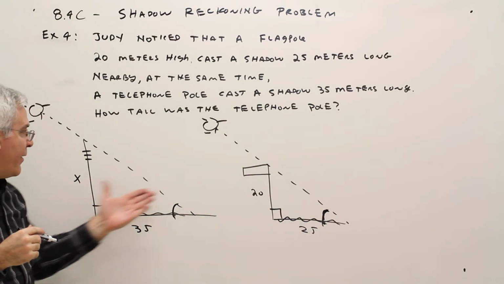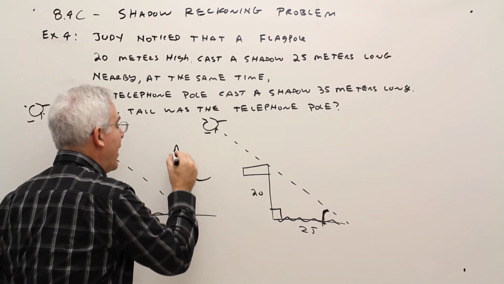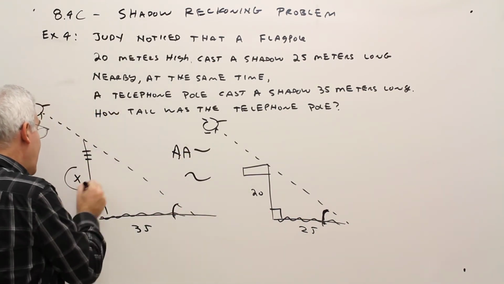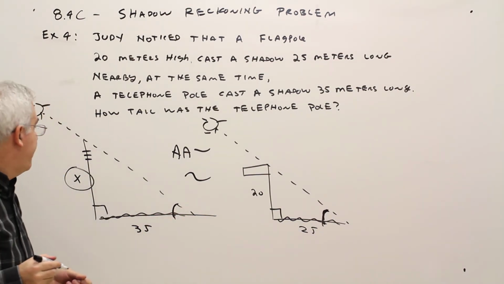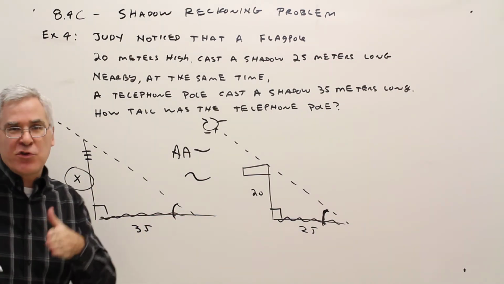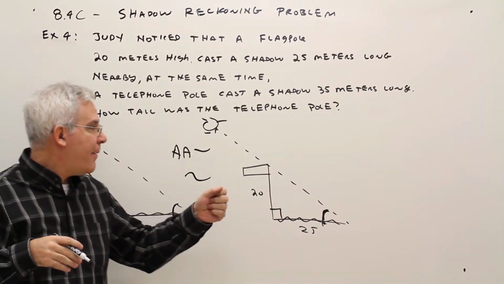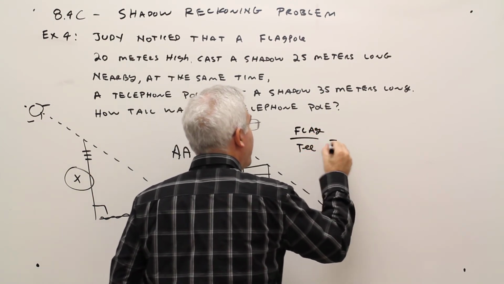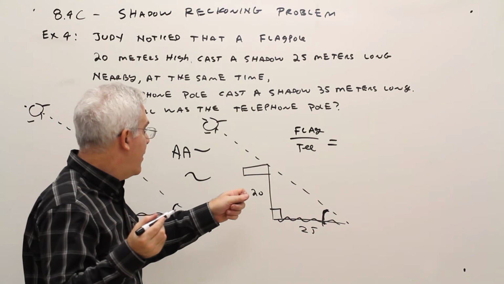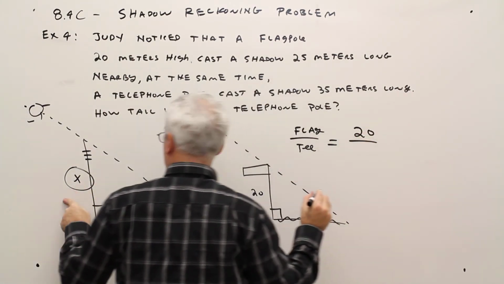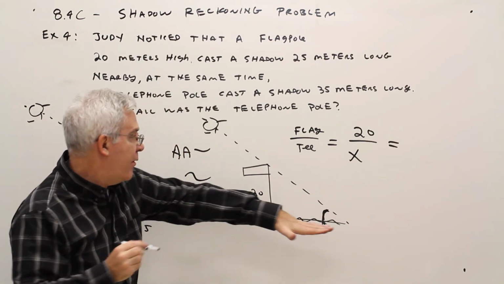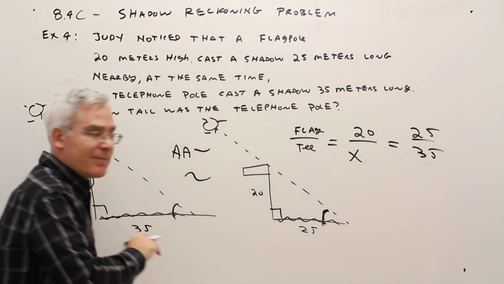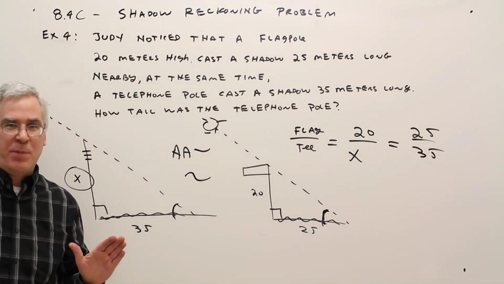Okay, well then the triangles are similar based on angle similarity. And if the triangles are similar, I can set up a proportion and I can solve for x. That's the crux of the problem. Okay, so when setting up proportions, just be consistent. So you could say, I'll just do it this way. I'll say flag stuff over telephone stuff. So I'll say 20 over x equals 25 over 35. Again, you can set it up however you want, just be consistent.